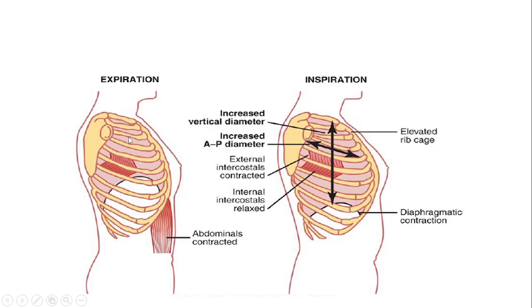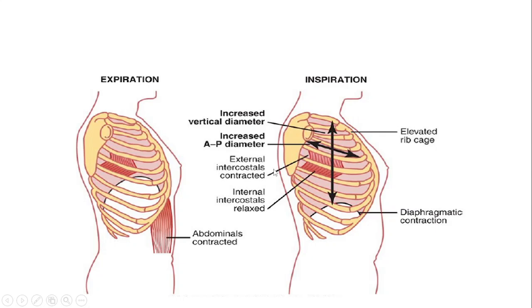This is a diagram showing the position of the inspiratory and expiratory muscles. You can see here, this is the internal intercostal muscle. Just take a look at it. Its direction is downwards and forwards. So when it contracts during inspiration, it will push the chest cavity forward, so it will increase the anterior posterior diameter of the chest.